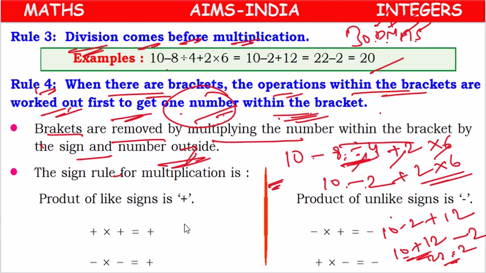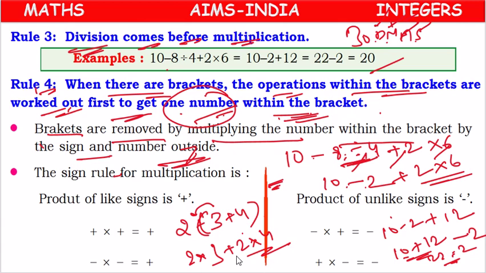It means if we have 2 outside the bracket, and inside the bracket we have 3 plus 4, what does it mean? The inside terms are to be multiplied with the outside term: 2 into 3 plus 2 into 4. Like that we can remove the bracket. So this is the sign rule for multiplication: plus into plus, plus; minus into minus, plus; plus into minus, minus; minus into plus, minus.